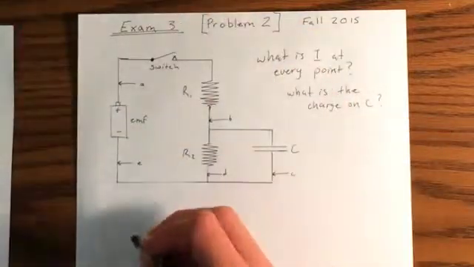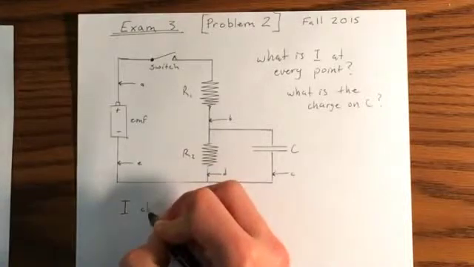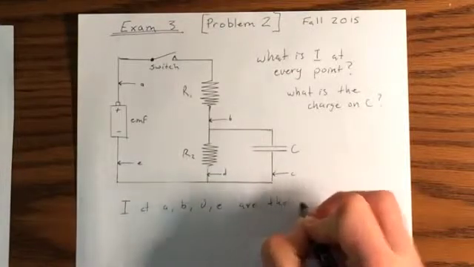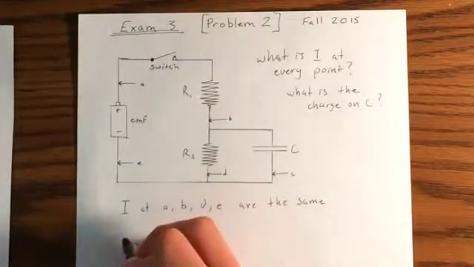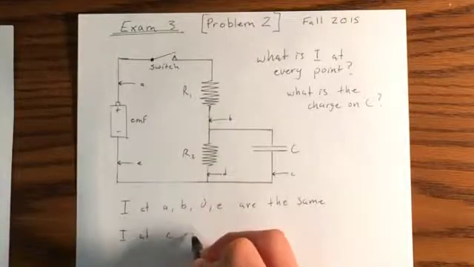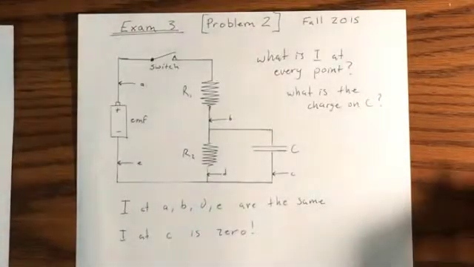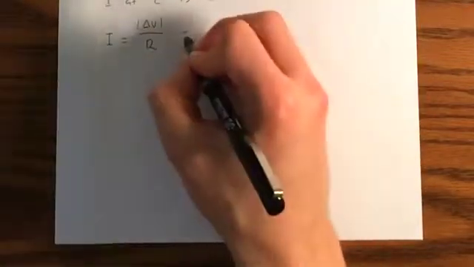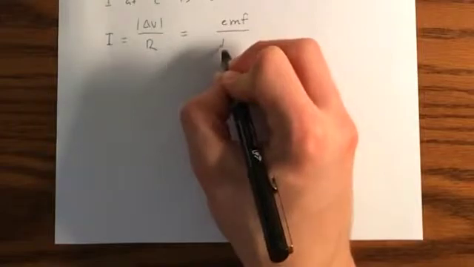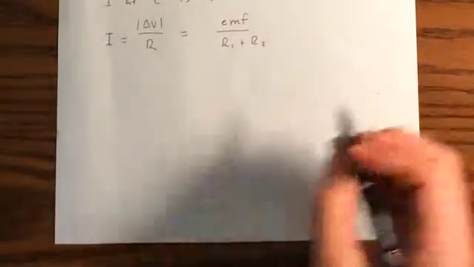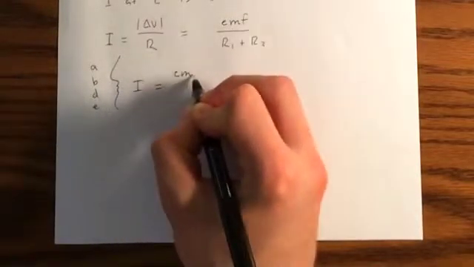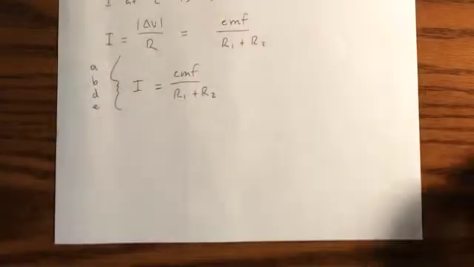And if you look at it, if the switch is closed, you're not going to have any current running through the small circuit over the capacitor. That way, you know that A, B, D, and E are the same, and you know that at point C, the current's going to be 0. And using the node rule, we know that the EMF over the summation of those resistors is going to give you the current for A, B, D, and E, and that's just the EMF over R1 plus R2.